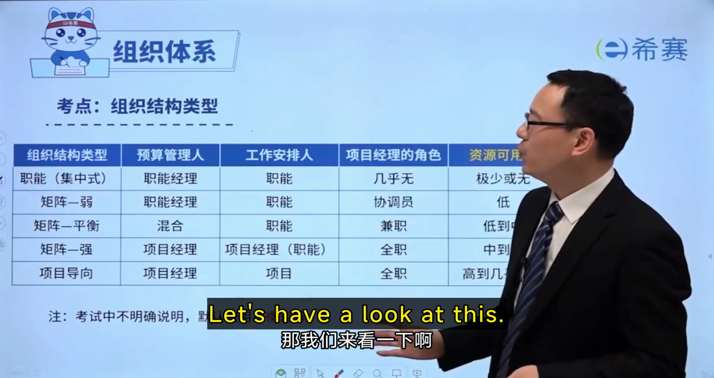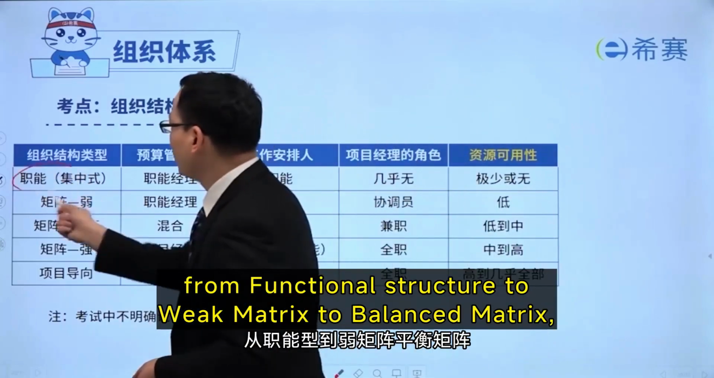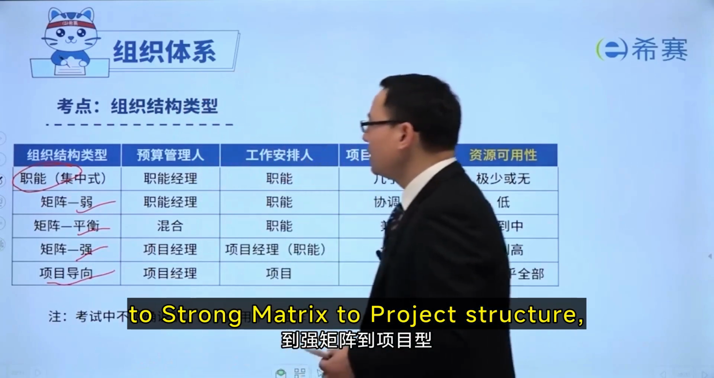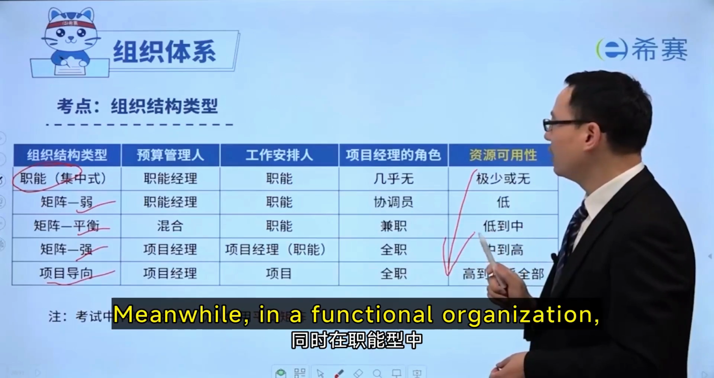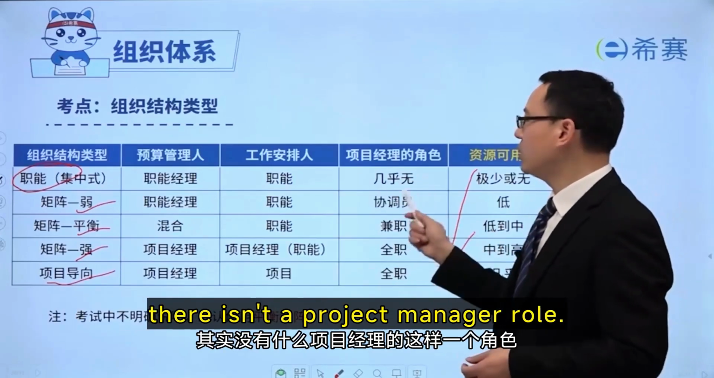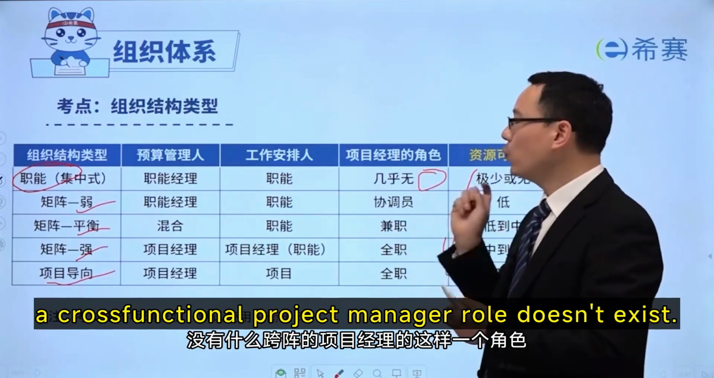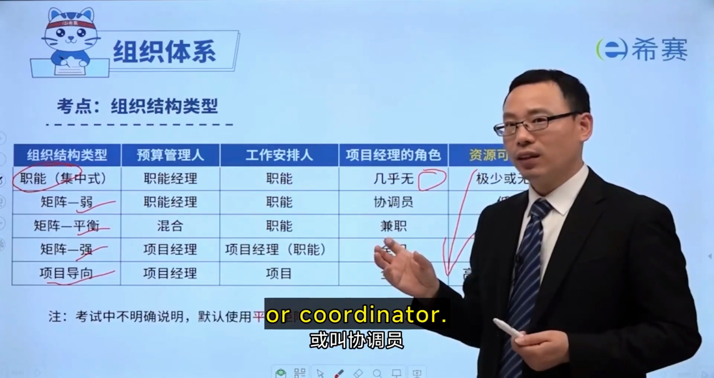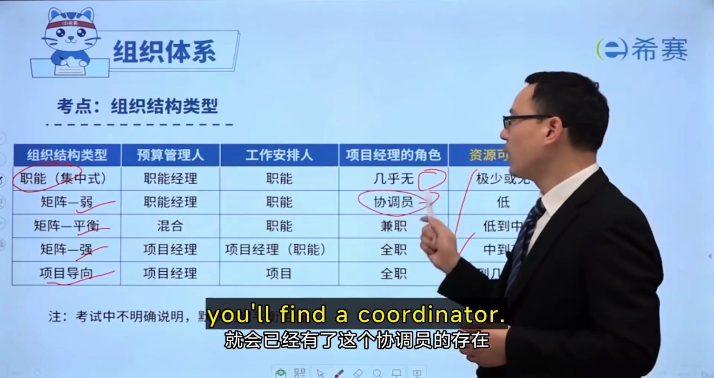Let's take a look. They distinguish them by organizational structure types, from functional to weak matrix, balanced matrix to strong matrix to project-based. The project manager's authority increases progressively. In a functional structure, there is no cross-functional project manager role. They are usually called a liaison or a coordinator. In a weak matrix, you typically have a coordinator.